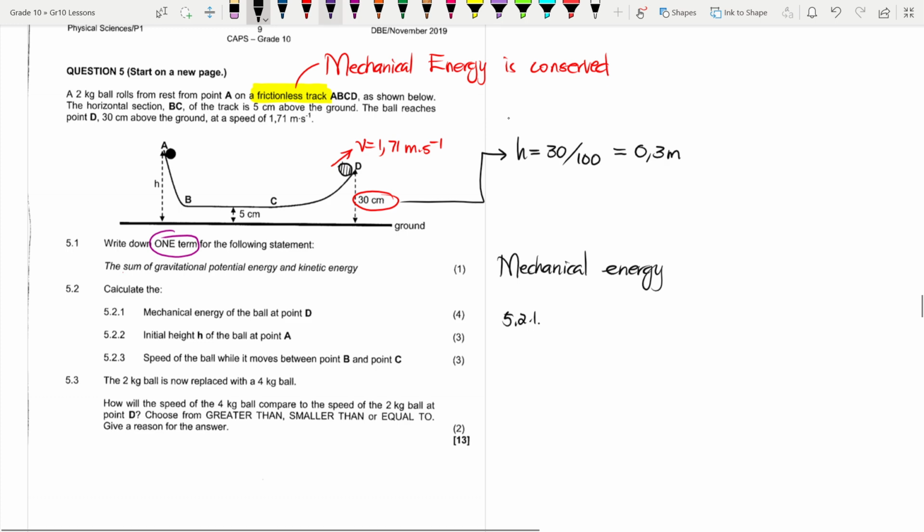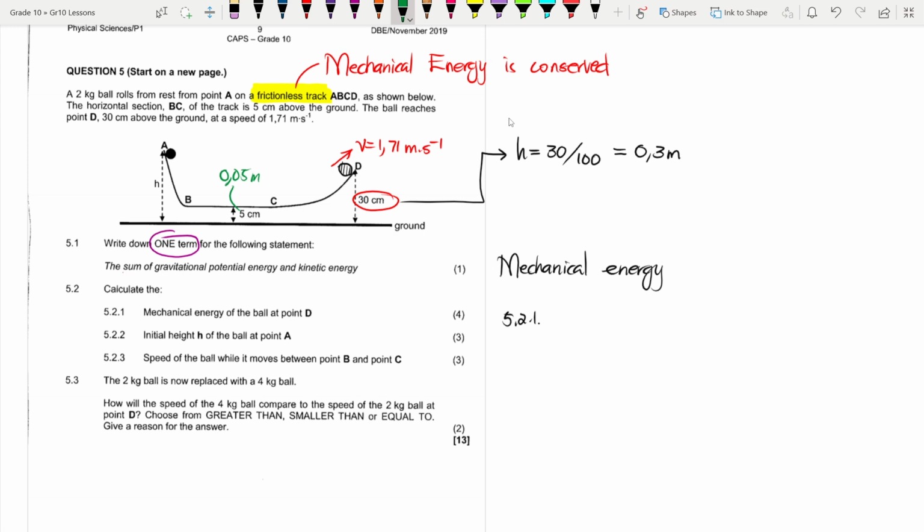Then the 5 meters as well, we might want to convert that one as well. So this one will be 0.05 meters. But we're only looking for mechanical energy at point D.